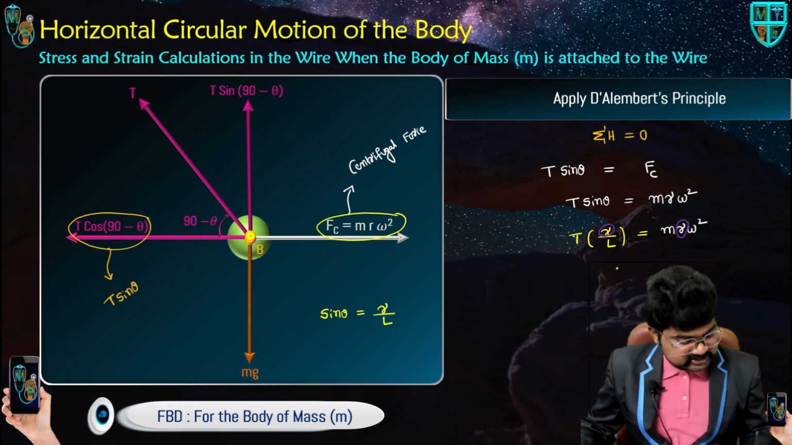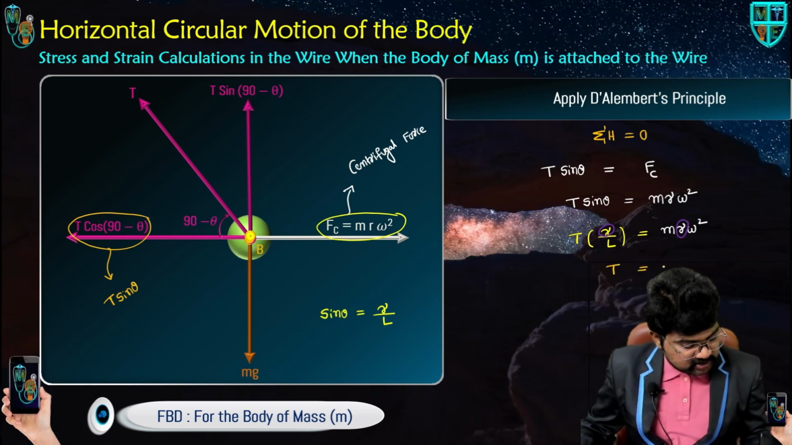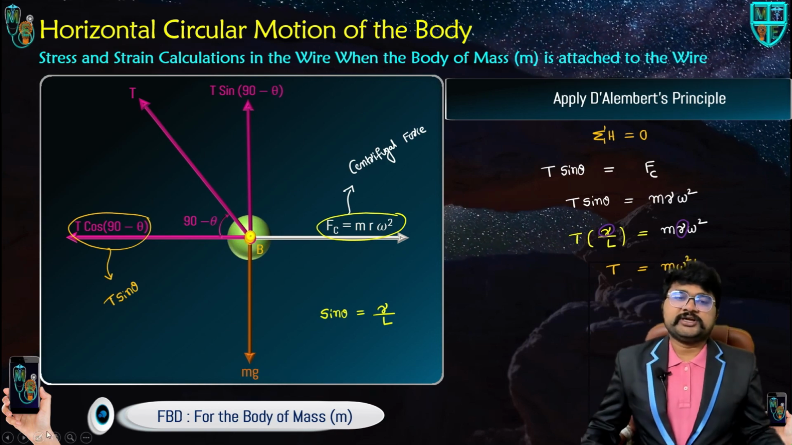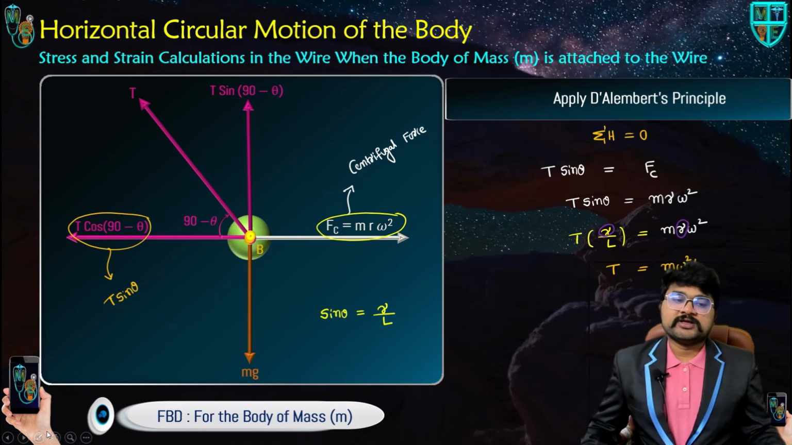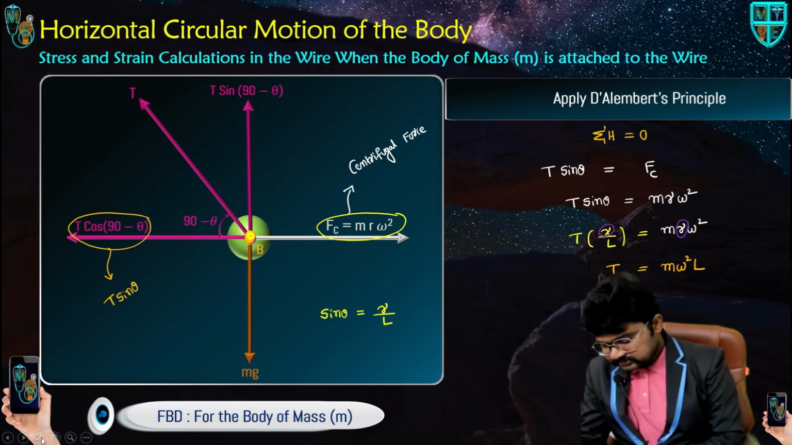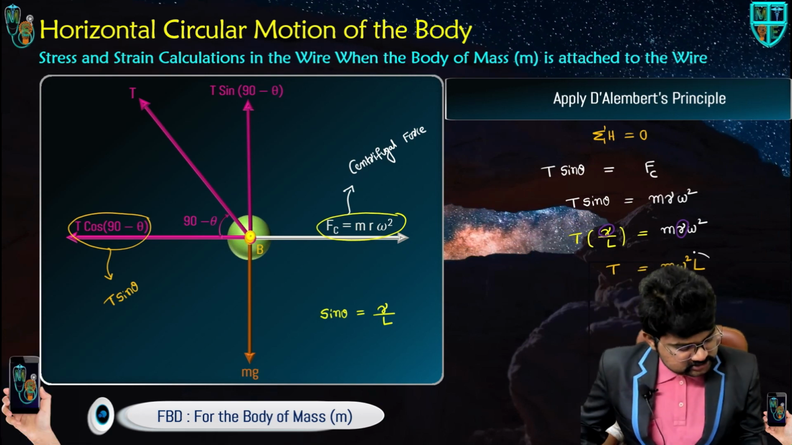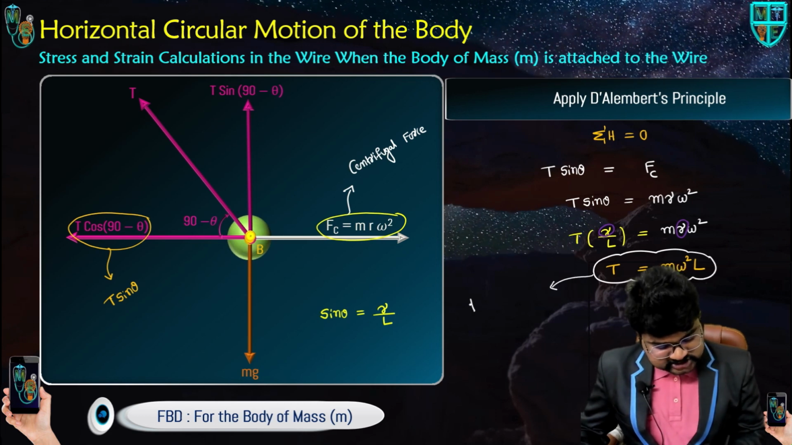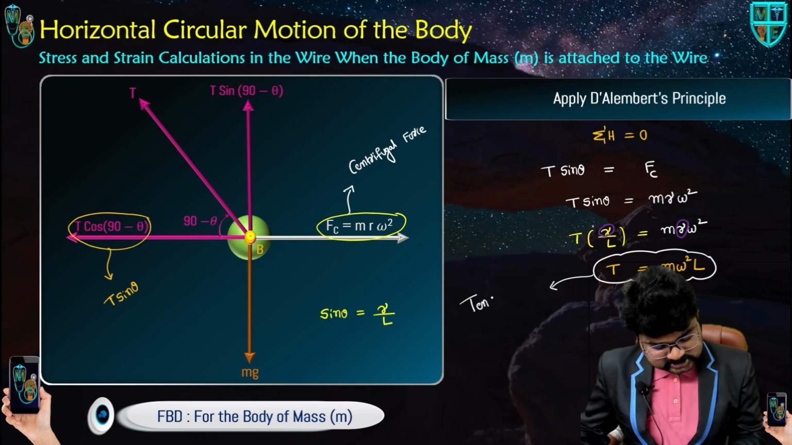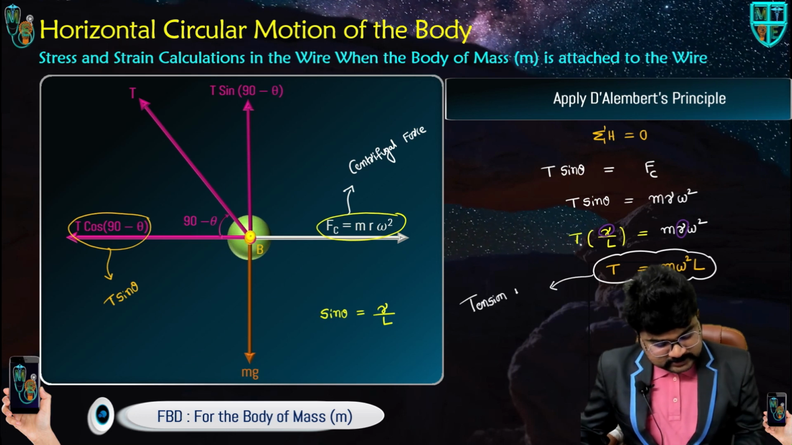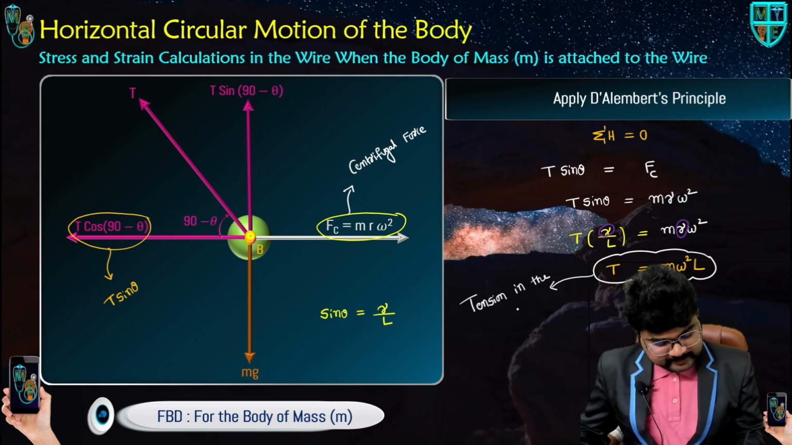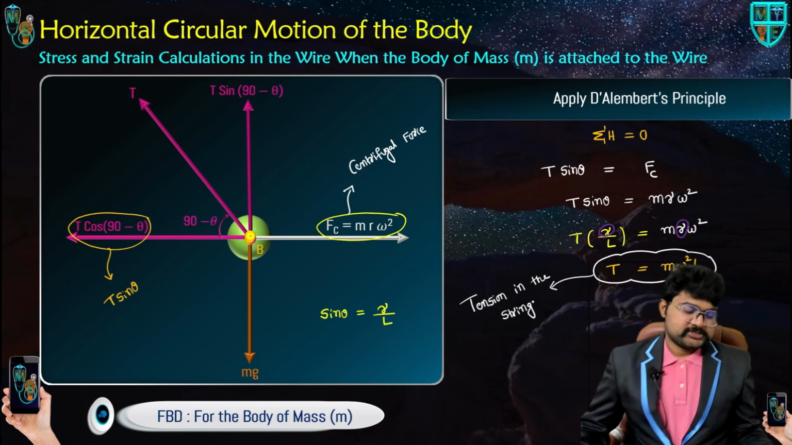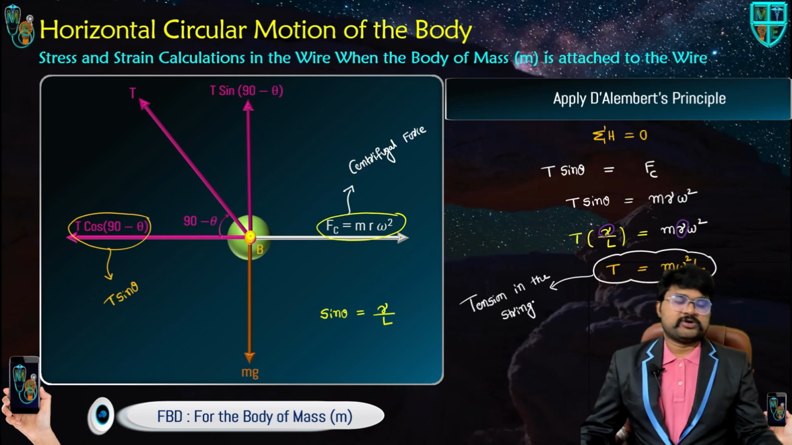What is the tension in the string? T equal to m omega square L. Tension in the string is obtained. That is equivalent to m omega square L. See here, this would be tension in the string. Understood? So it is very simple. So finally we got tension in the string, m omega square L.